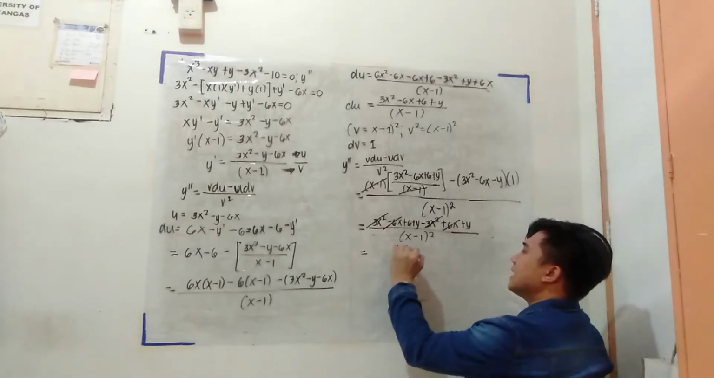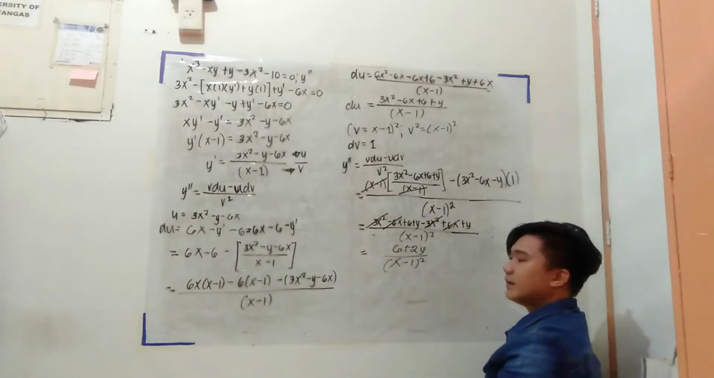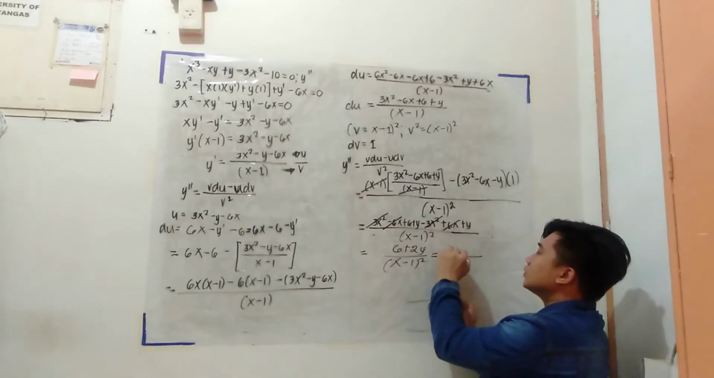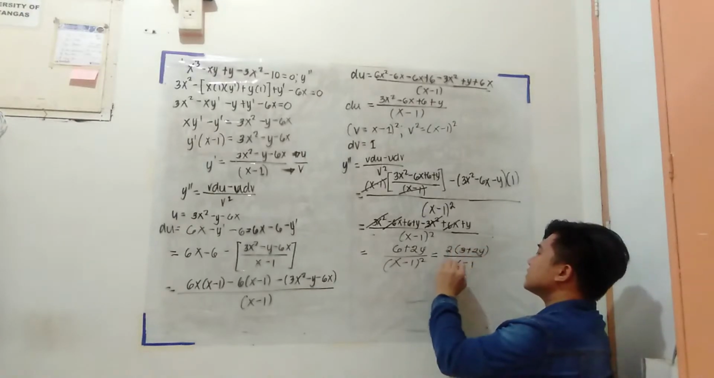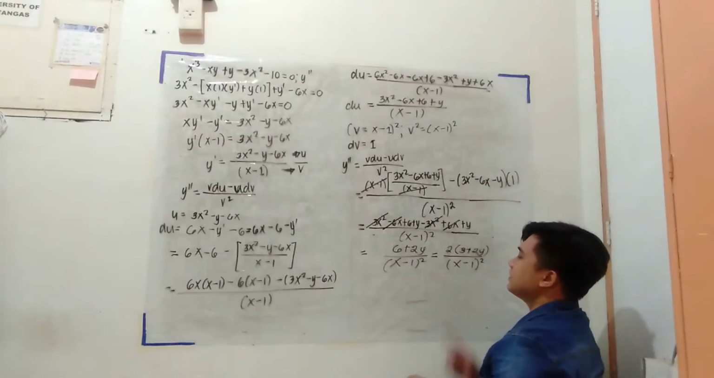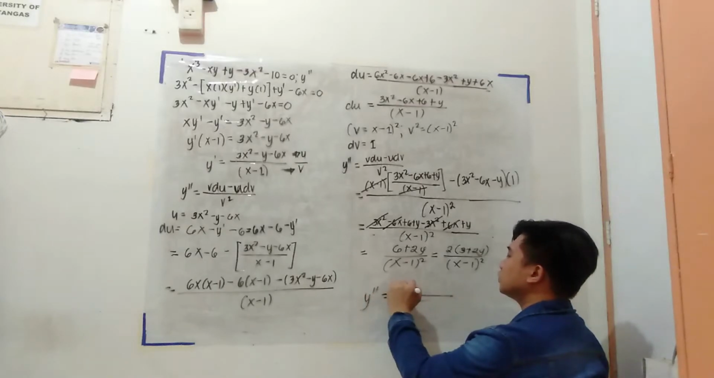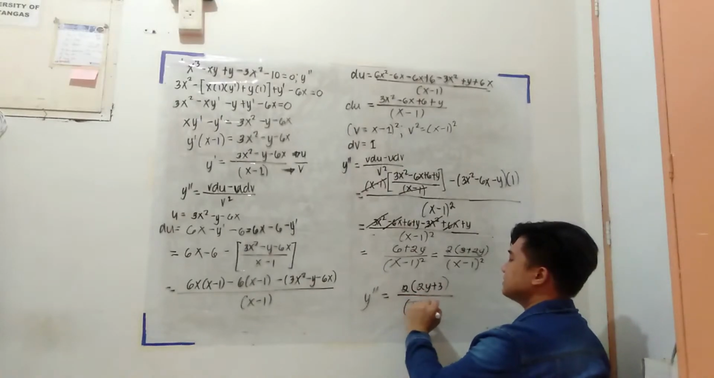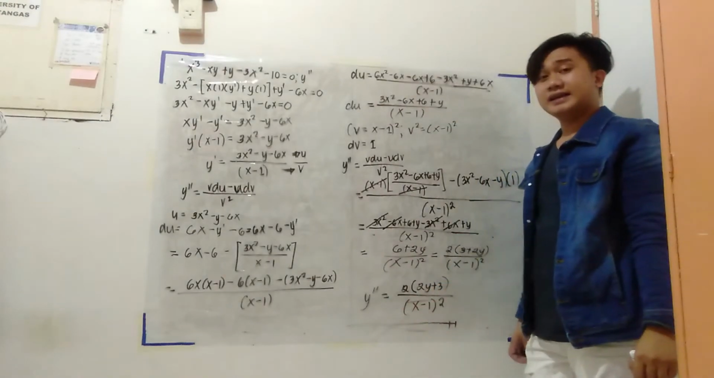So, 6 plus 2y all over x minus 1 squared. Pwede ko pa itong isimplify ng konti kasi may common factor yung numerator natin. So, that's 2 quantity 3 plus 2y all over x minus 1 squared. So, simplified na, I can see that my y double prime is equal to 2 quantity 2y plus 3 all over x minus 1 squared. And this is already our final answer.